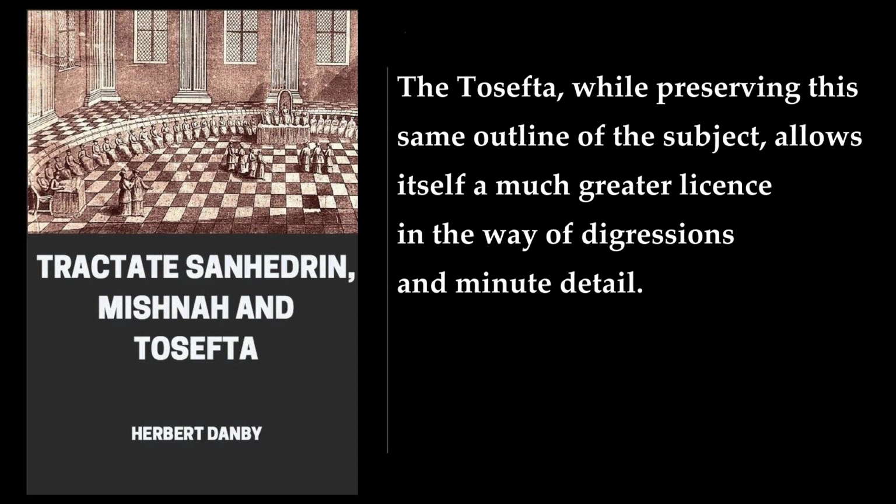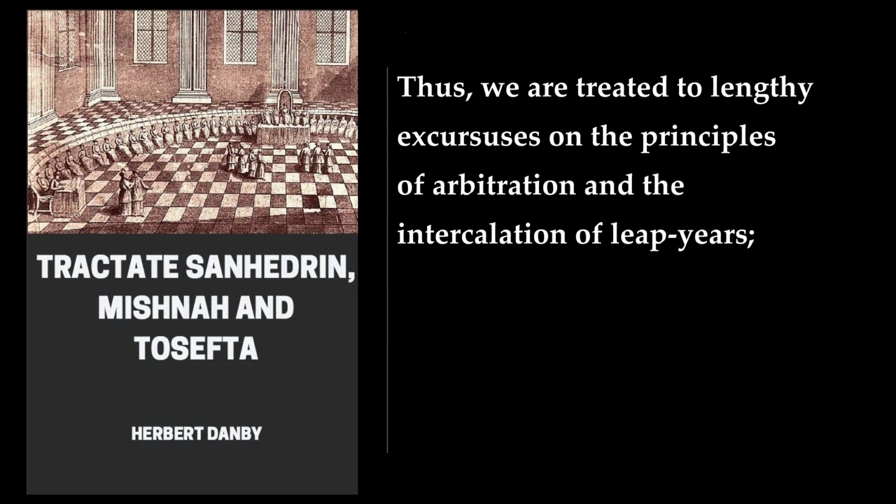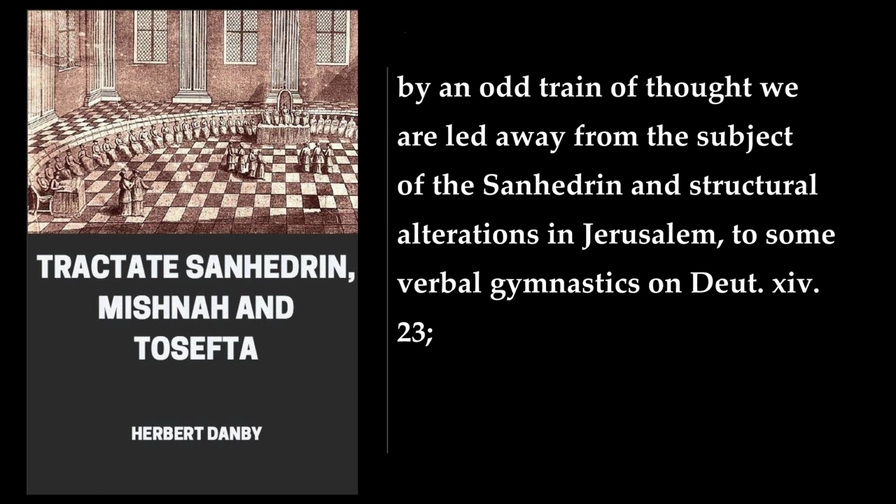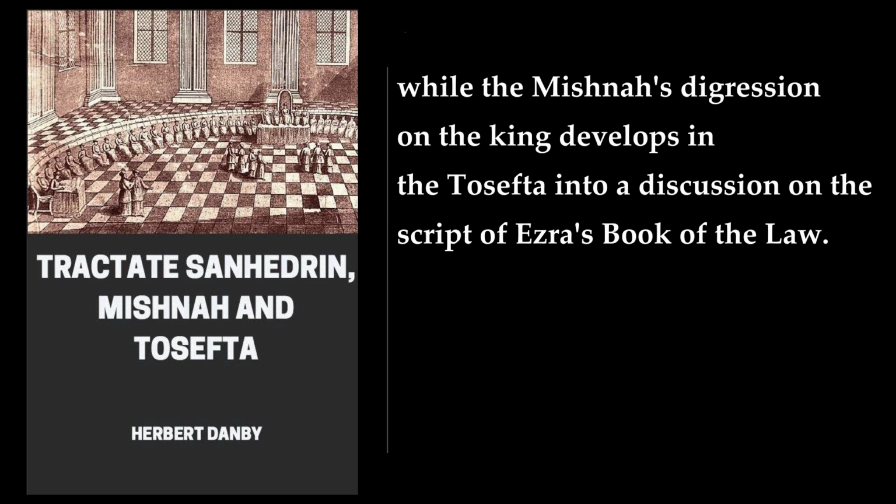The Tosefta, while preserving this same outline of the subject, allows itself a much greater license in the way of digressions and minute detail. Thus, we are treated to lengthy excursuses on the principles of arbitration and the intercalation of leap years. By an odd train of thought we are led away from the subject of the Sanhedrin and structural alterations in Jerusalem, to some verbal gymnastics on Deuteronomy 14. 23. While the Mishnah's digression on the king develops in the Tosefta into a discussion on the script of Ezra's Book of the Law.